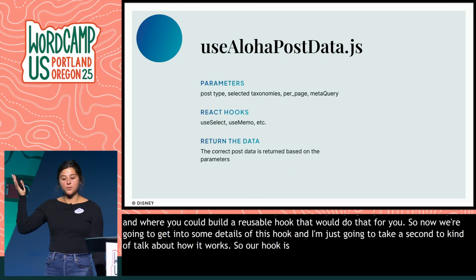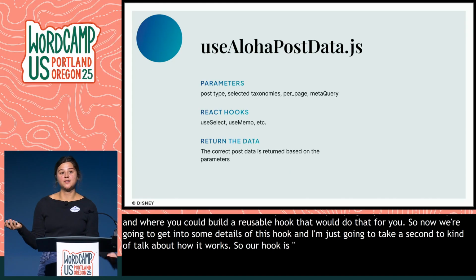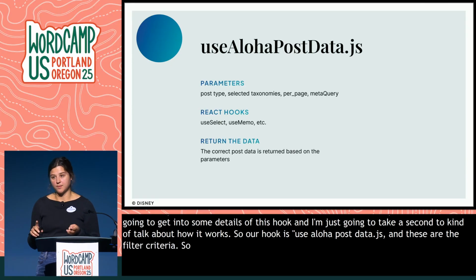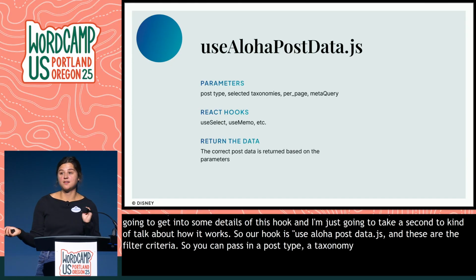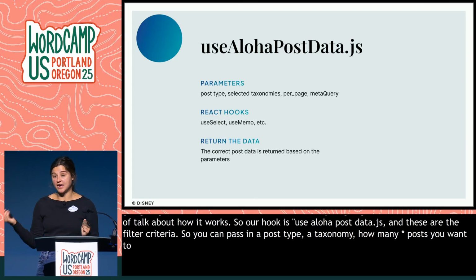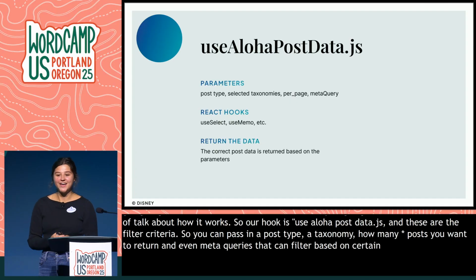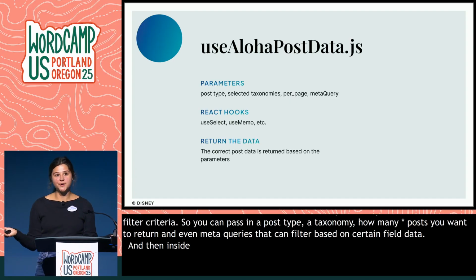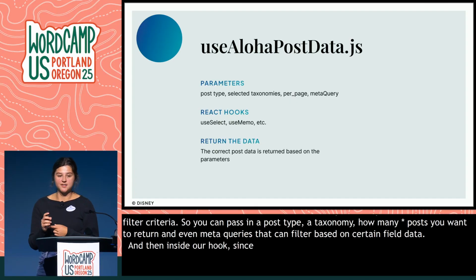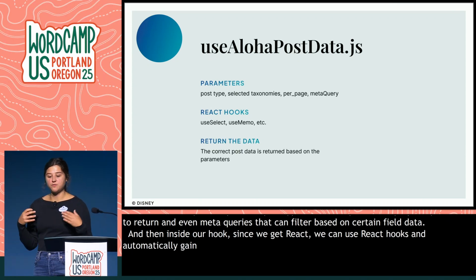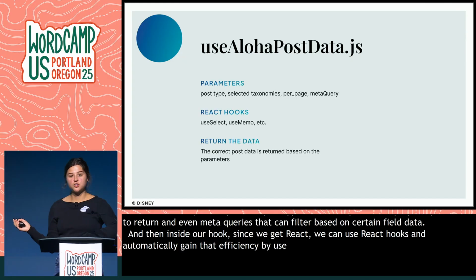useAlohaPostData.js, and these parameters that you pass in are really the filter criteria. So you can pass in a post type, a taxonomy, how many posts you want to return, and even meta queries that can filter based on certain field data. And then inside our hook, since we get React, we can use React hooks and automatically gain that efficiency by using useSelect and useMemo.